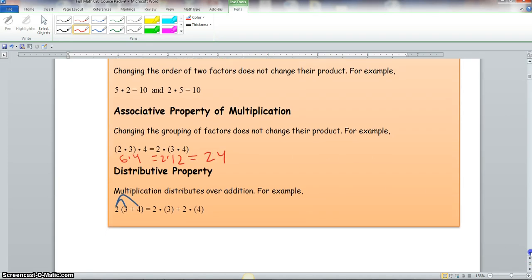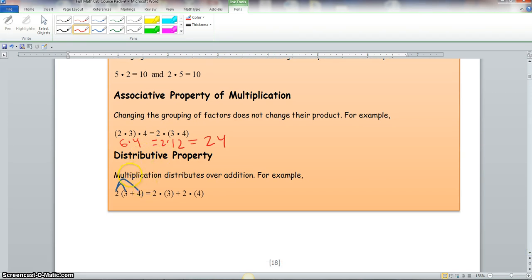Now we come here to the distributive property. It says multiplication distributes over addition. It also distributes over subtraction as well. So what this means is this here. If you have a number multiplied by a parenthesis, where the terms are separated by addition or subtraction, you can multiply that value by both of the terms. So you would take 2 times 3, which we have here, plus 2 times 4.